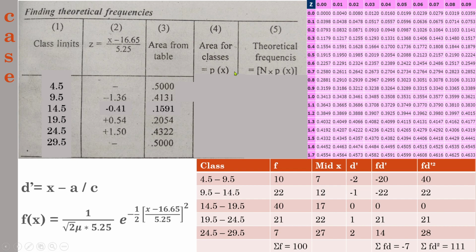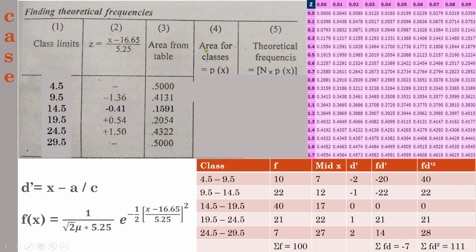What is the area in between these two values? We have learned that method at the beginning of the normal distribution cases, where you will be given two values and from the table you need to identify the area values and what is the area in between those two values, and you will take the difference or addition or subtraction depending upon the sign or depending upon the side in which those points stand. That was the concept. The same method has to be used here.